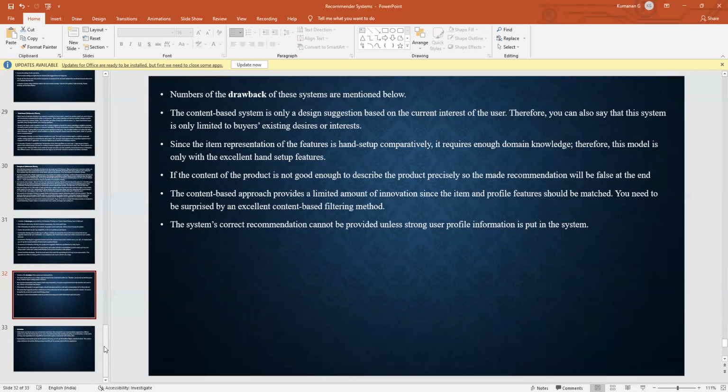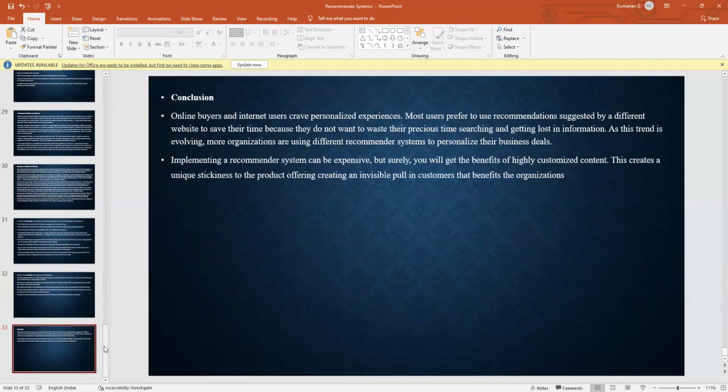If the content of the product is not good enough to describe the product precisely, the recommendation made will be false in the end. The content-based approach provides a limited amount of innovation since the item and profile features should be matched. You will not be surprised by an excellent content-based filtering method. The correct recommendation cannot be provided unless strong user profile information is put in the system.